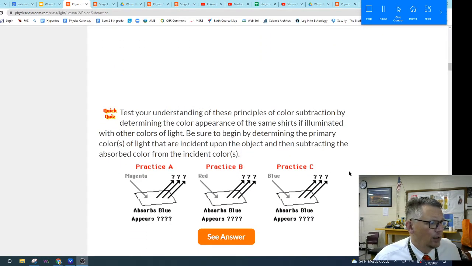Okay. Quick quiz. Test your understanding of these principles of color subtraction by determining the color appearance of the same shirt if illuminated with other colors of light. Be sure to begin by determining the primary colors of light that are incident, that's what's coming in, upon the object, and then subtracting the absorbed color from the incident colors.